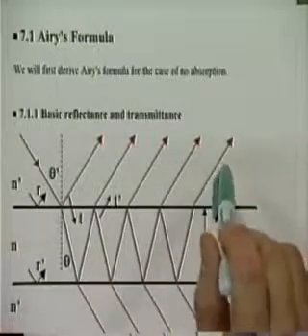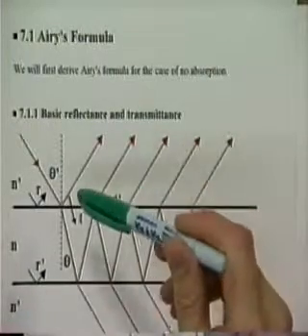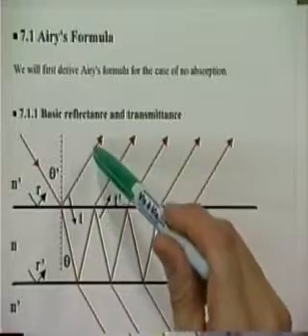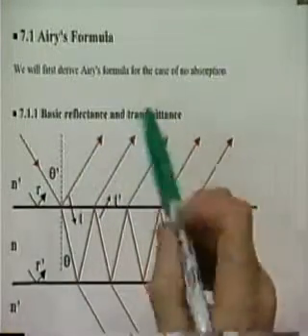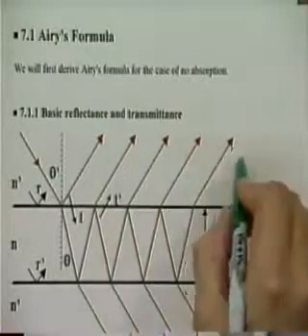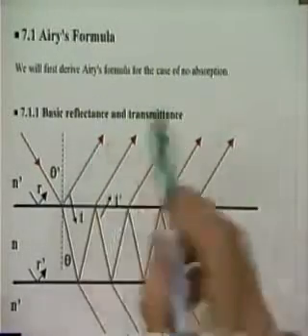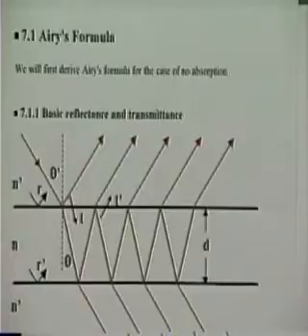The real effect is that if you have absorption, the reflected interference pattern will not go to zero, that probably these guys here will not add up to cancel out the first guy. And so it will not go to zero. Okay, so that's a few comments on when you have losses in the system. Have any questions? Okay.